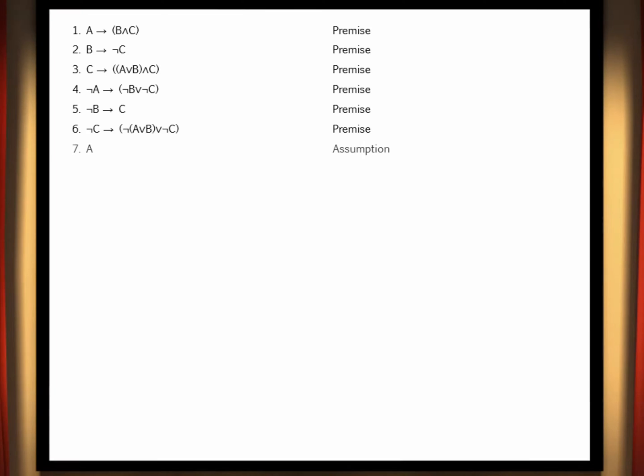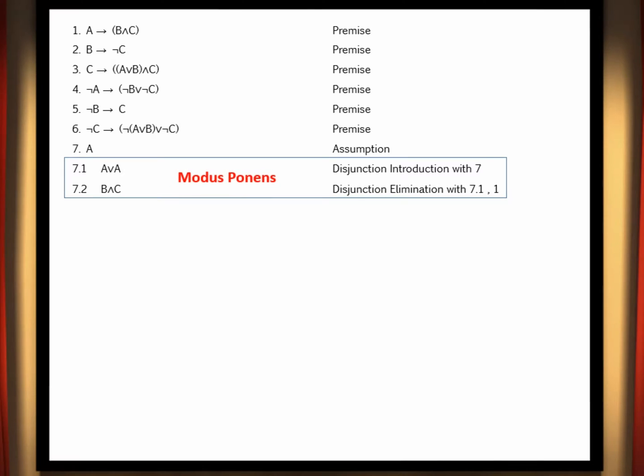Now, assuming A is true. Therefore, A or A by disjunction introduction with 7. Step 7.2, B and C by disjunction elimination with 7.1 and our first premise. 7.3, B is true by conjunction elimination with 7.2. 7.4, C is true by conjunction elimination with 7.2.